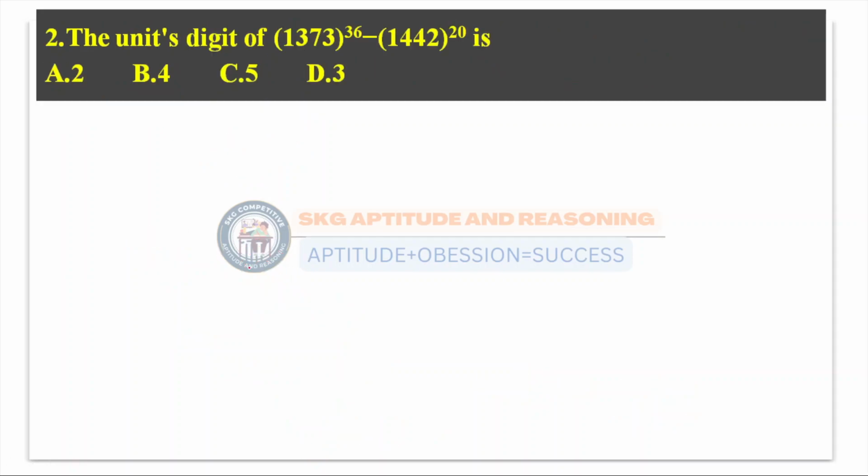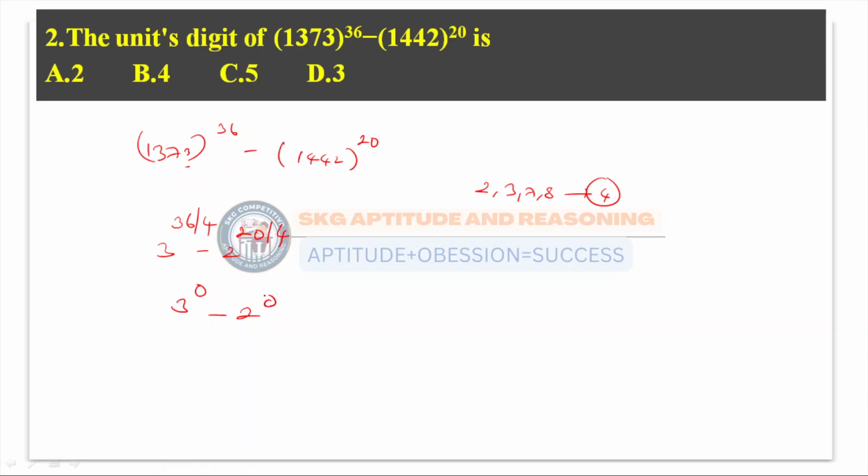Let us move to the next question. The unit digit of 1373 power 36 minus 1442 power 20 is what? Our main focus is only on the units place. So 3 power 36 minus 2 power 20. Both powers can be divided by 4, because the cycle length for 2, 3, 7, 8 is always 4. If we divide, we get 3 power 0 minus 2 power 0. In any case, if we get the remainder as 0, we take it as 4. So this can be written as 3 power 4 minus 2 power 4.